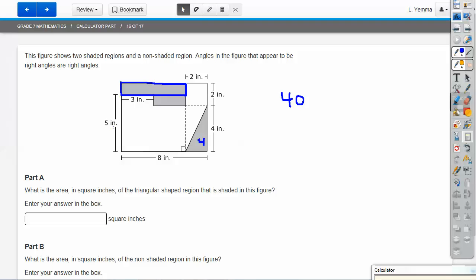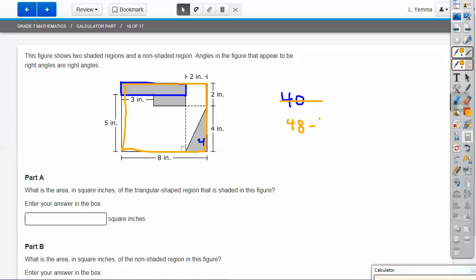Oh, wait a second, Anya. We made a mistake. Do you know what the mistake is, Anya? 5 times 8 is 40. But this rectangle here is not the whole rectangle, is it? No. I lopped off the top. Woe is me. So the whole rectangle is going to be 8 by 6. What is 8 times 6? 48. Oh, it is 48. So the whole area is 48.